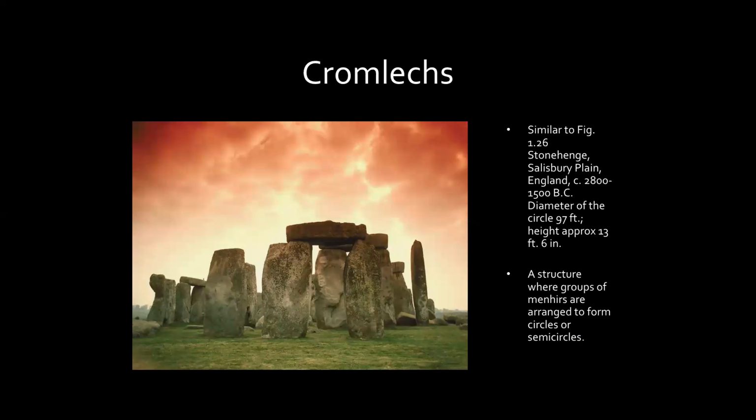So the last one is cromlechs, and the most famous is Stonehenge, but there's a bunch of these. It's just Stonehenge happens to be more well preserved. It's a structure where a group of menhirs are arranged to form circles or semicircles. Stonehenge is in ruin now, but there is a pretty good idea through research what it once looked like. So I'll show you some reproductions as we go along. The particular area that this is in, there's a big circle that's around it, and it may have been connected to other cromlechs as well.